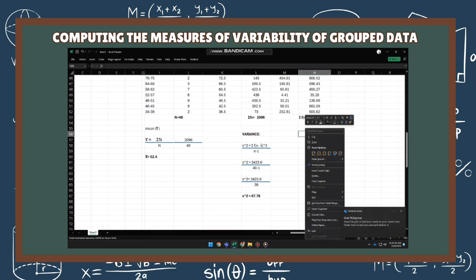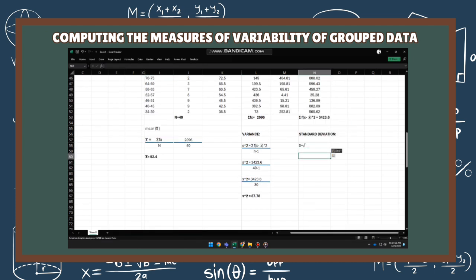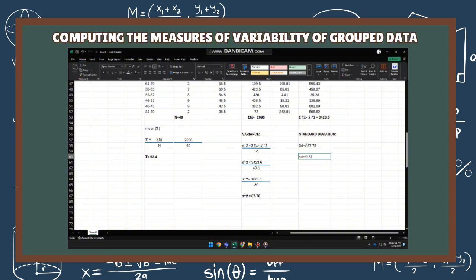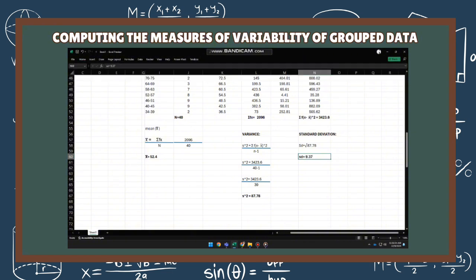Dahil nakuha na natin yung variance, pwede na natin kunin yung standard deviation. So, yung standard deviation is yung square root lang ng ating variance. So, the square root of 87.78, we have 9.37. So, ayan yung standard deviation natin.